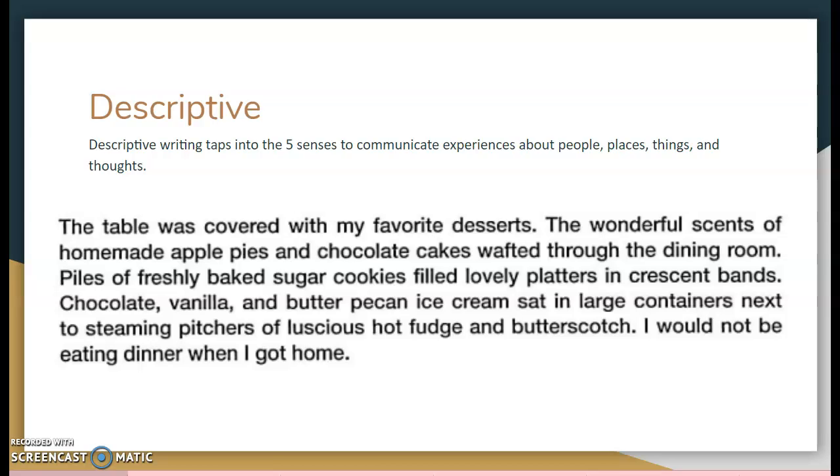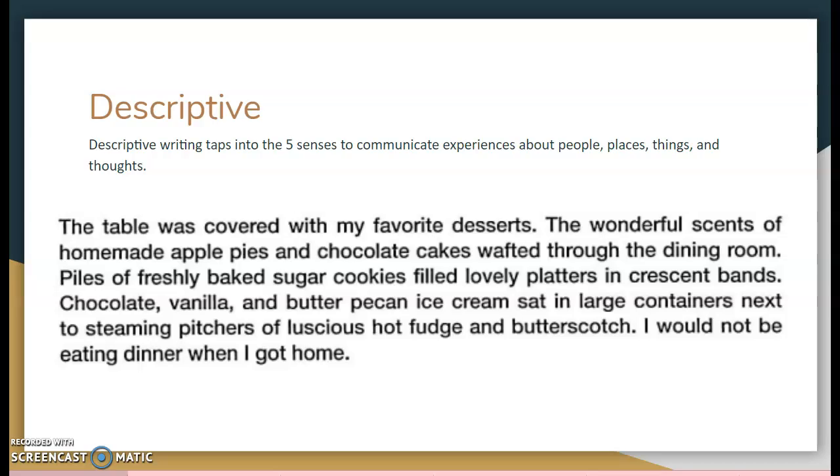So for example, the table was covered with my favorite desserts. The wonderful scents of homemade apple pie and chocolate cake wafted through the dining room. Piles of freshly baked sugar cookies filled lovely platters in crescent bands. Chocolate, vanilla, and butter pecan ice cream sat in large containers next to steaming pitchers of luscious hot fudge and butterscotch. I would not be eating dinner when I got home.